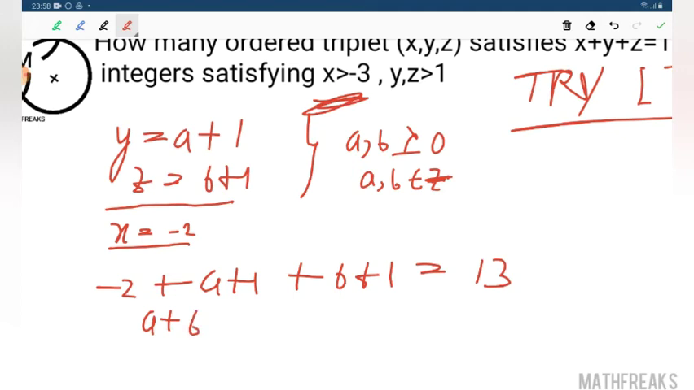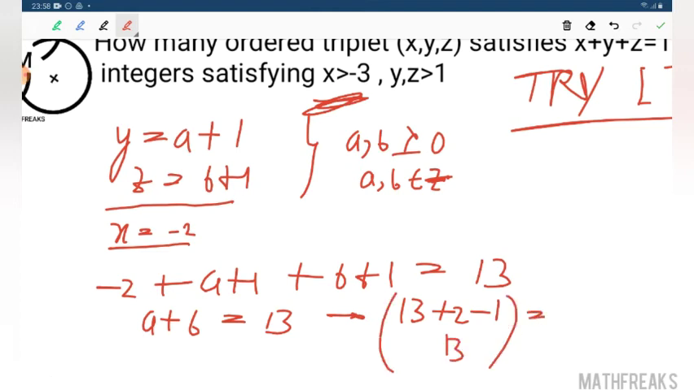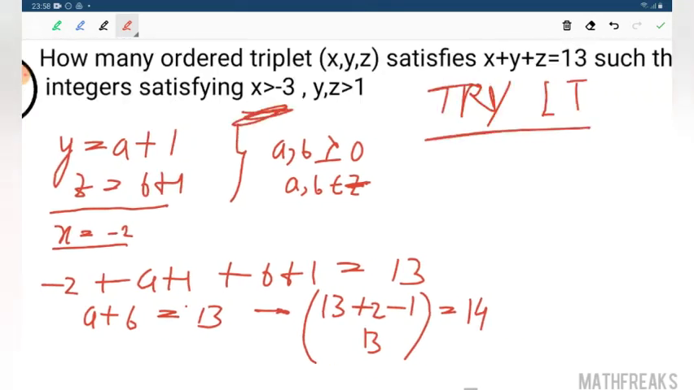Or a plus b, these are cancelled, equals 13. How many solutions is it having? 13 plus 2 minus 1, choose 13, equals 14 choose 13. The answer is 14, when x equals minus 2. Now let's come to the next case.